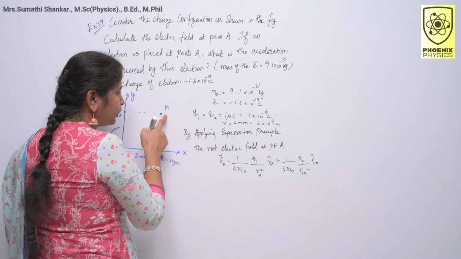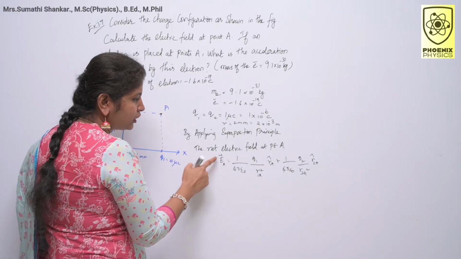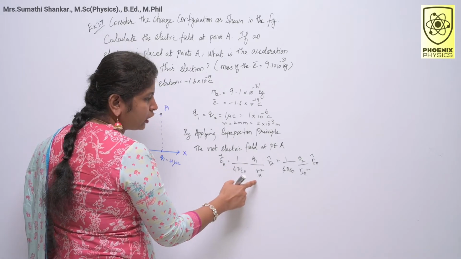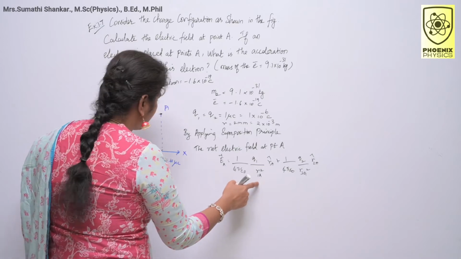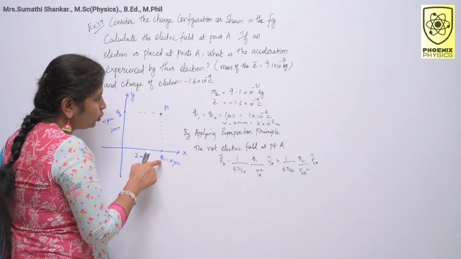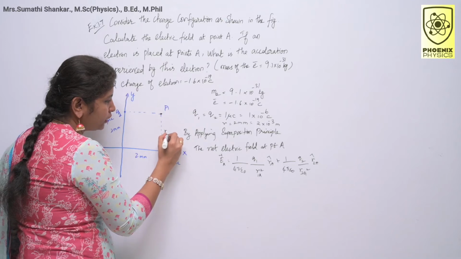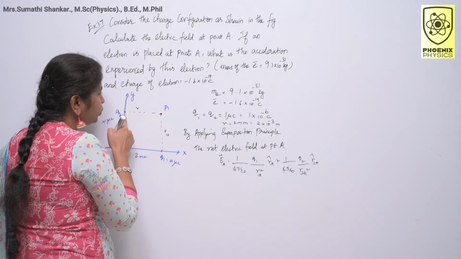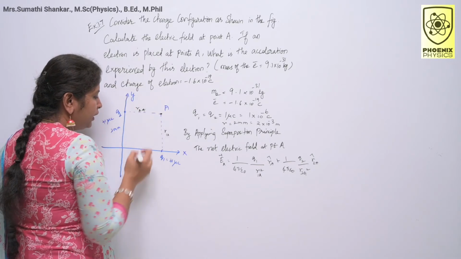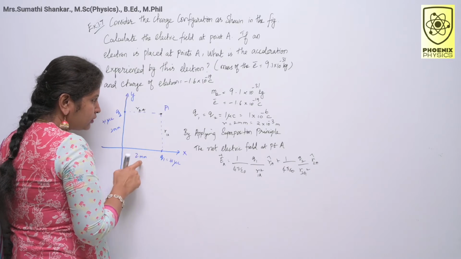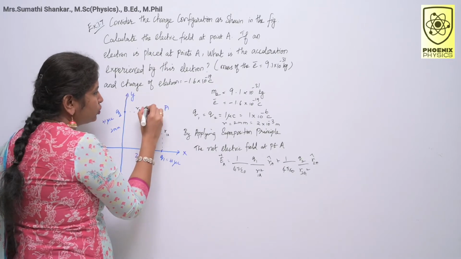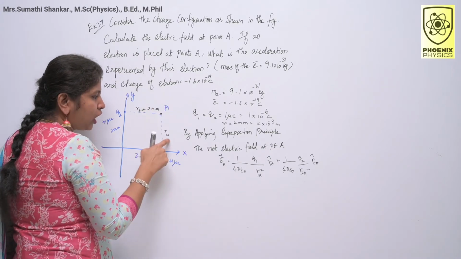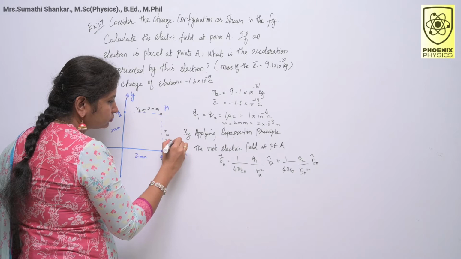The net electric field at point A can be written as EA is equal to 1 by 4 pi epsilon naught Q1 divided by R1A square. What is this R1A? The distance between Q1 to A. This is my R1A. What is this R2A? The distance between Q2 to A. This is R2A. Here this is 2 millimeter, which means this is parallel to this R2A, so this is also 2 millimeter. This one is 2 millimeter, which means R1A is 2 millimeter.